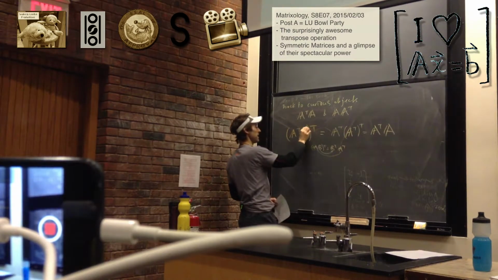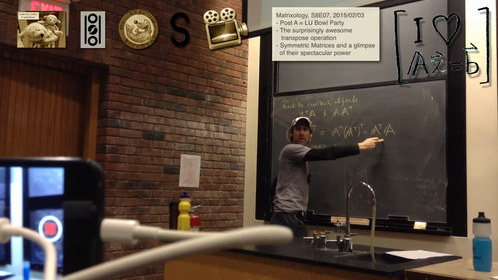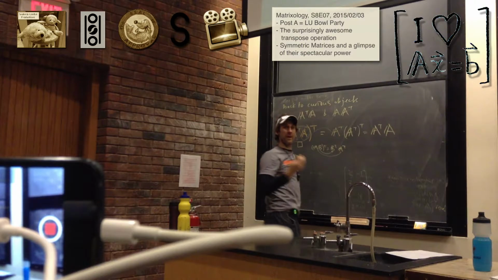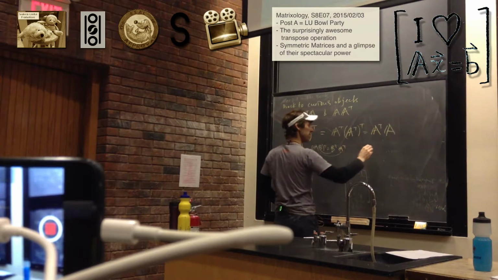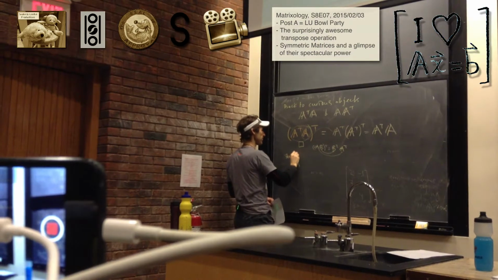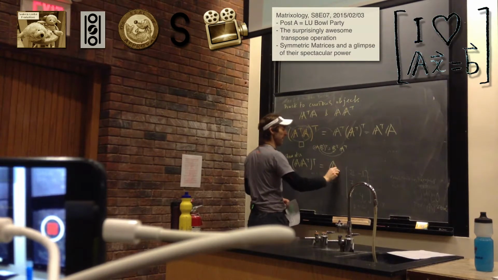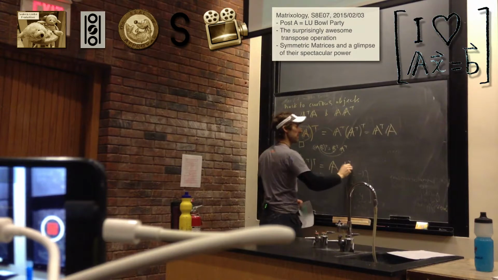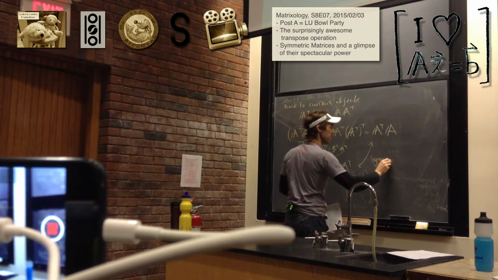So what we've shown here is that this blob, which is a square matrix, you take its transpose, you get the same thing. So this is a very special kind of matrix. It's a symmetric matrix. And you can show also A A transpose is equal to A A transpose. So these are symmetric matrices.